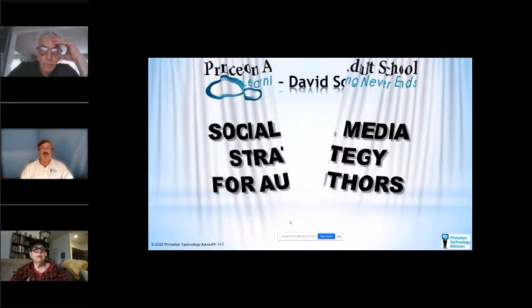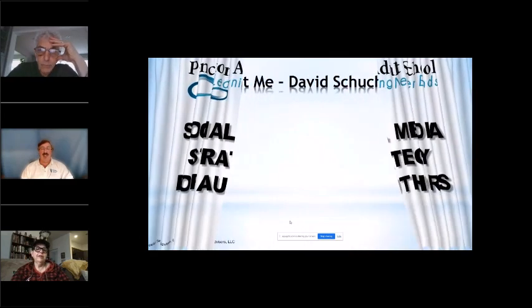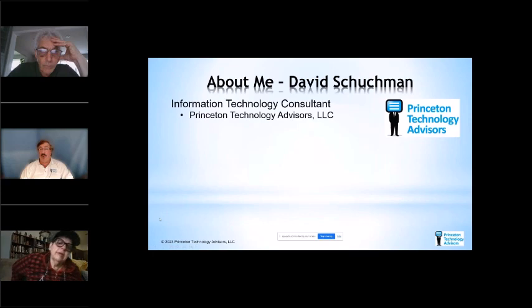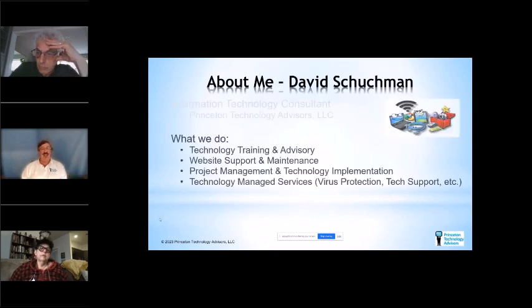By way of introduction, I just have this first slide that's just about me. My name is David Schuckman. I'm local in the Princeton area. I'm an IT consultant. I have my own small business, which I've had since 2014. It's called Princeton Technology Advisors. The types of things that we do: I do training, tech training, technology advisory. My clients tend to be small businesses and not-for-profit organizations.